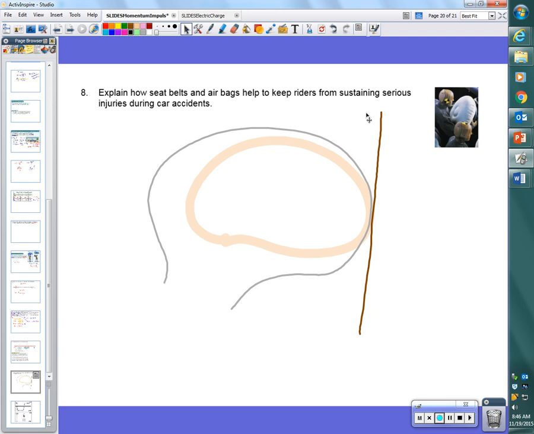All right, tomorrow we'll talk a little bit about your lab, because these ideas are in play in your lab, and then we'll talk about conservation of momentum.